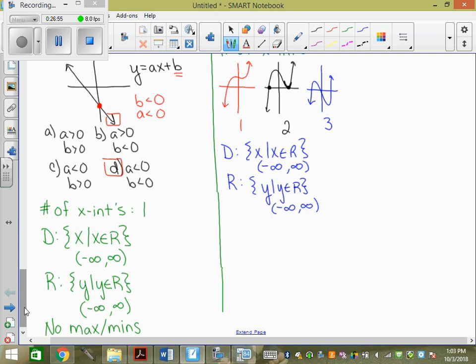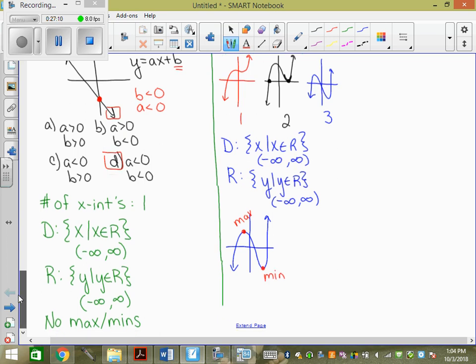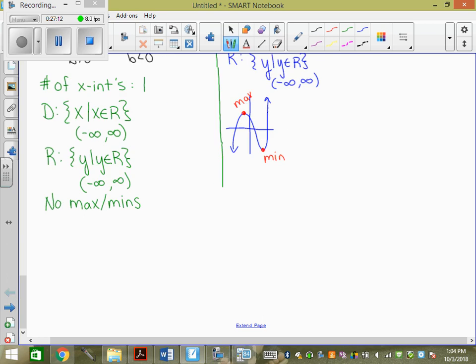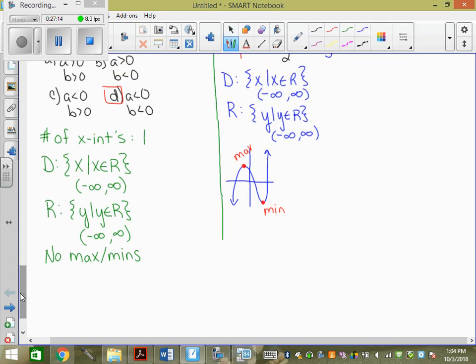So we can have a max or a min. This is my max. This is my min. Or with cubics, we can have a point of inflection. What the heck does that mean? It means it's neither a max nor a min. It just looks like this. At this point, it inflects. So this is my point of inflection.